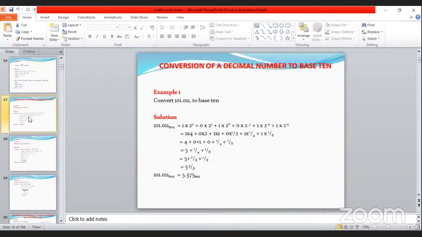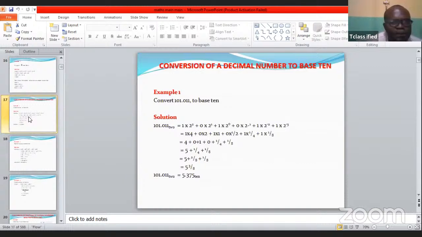Okay, there's also another thing known as conversion of a decimal number to base 10. So this one does not normally come. Let's take a look at it. So for you to do this, you have 0 and 1, 2. If you want to convert it, it is done the same way. You still write 1 times the base, which is 2, to the power of how many numbers are in front of 1? 1, 2.